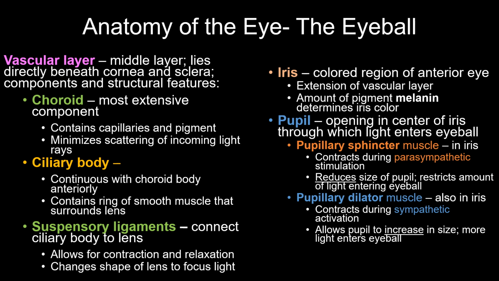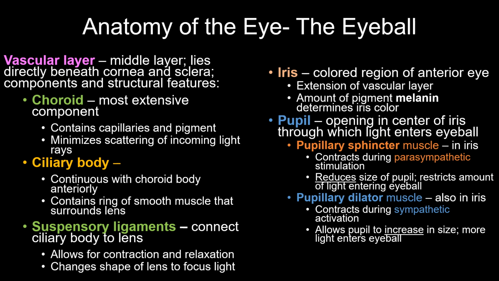The first is called the pupillary sphincter muscle. This constricts the pupil, reducing the amount of light entering the eye, and that comes from parasympathetic nervous system stimulation. Remember, which goes more with the pupillary dilator muscle?